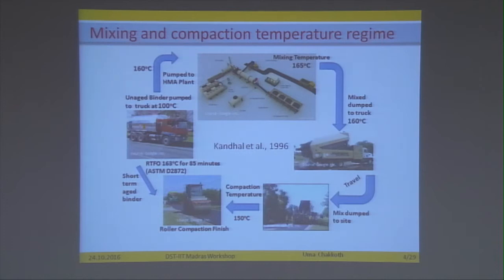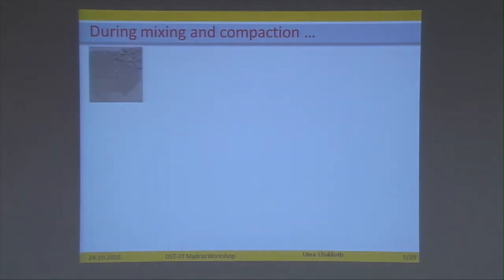From the time the binder is heated, obtained from the refinery, until its complete compaction, the binder is subjected to various temperature regimes or temperature profiles, due to which the properties of the binder change. So we say that the binder is subject to short term aging. Now that we know mixing and compaction temperature is to be understood, we have to find out what happens during mixing and compaction.